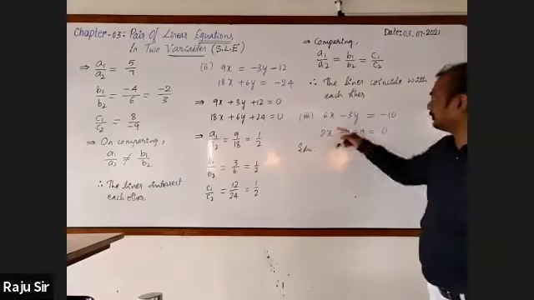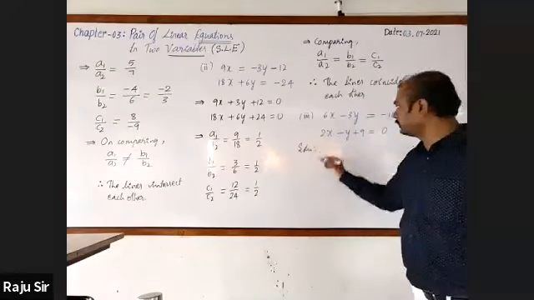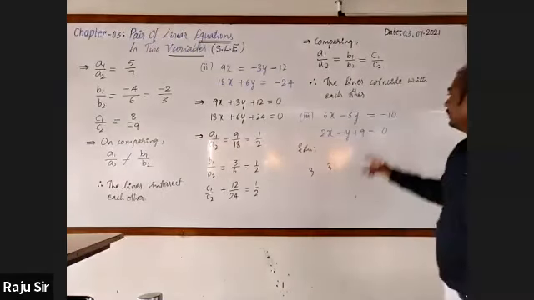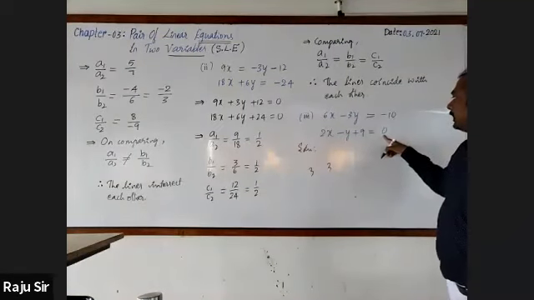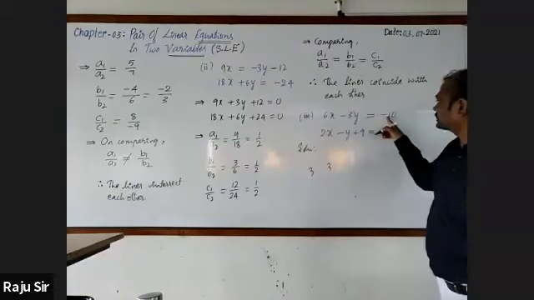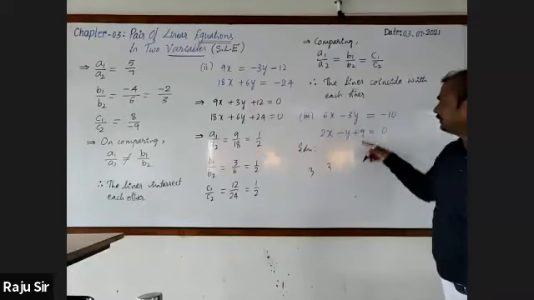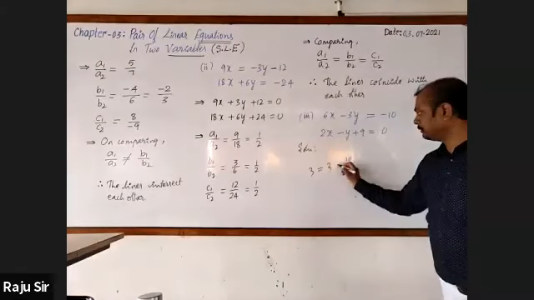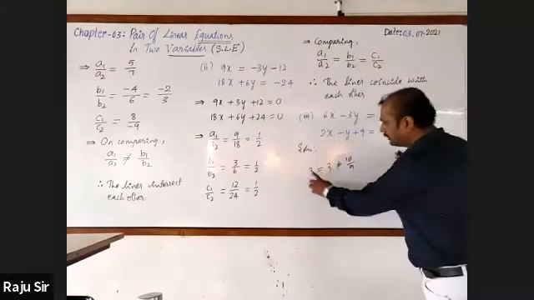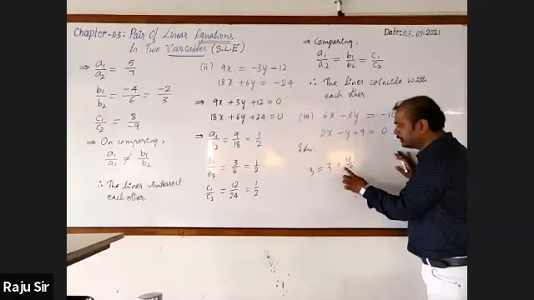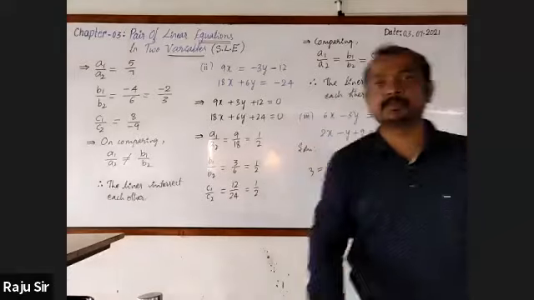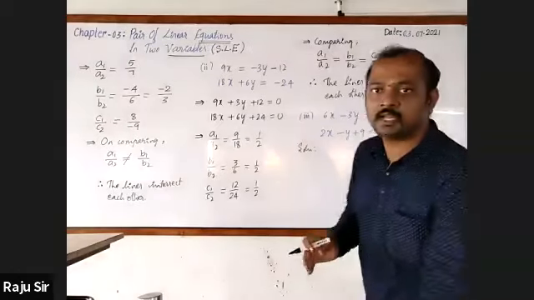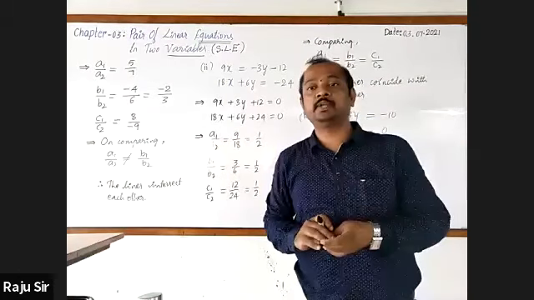We directly decide. 6 by 2 is 3. Minus 3 by minus 1 is 3. Then here minus 10 by 9, take that to the left hand side, it becomes plus 10 by 9. You can observe that 3 is equal to 3, but not equal to 10 by 9. A1 by A2 is equal to B1 by B2, but not equal to C1 by C2, means they have no solution. Parallel, no solution. The lines will be parallel to each other.